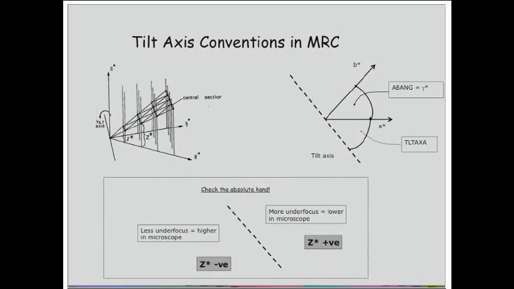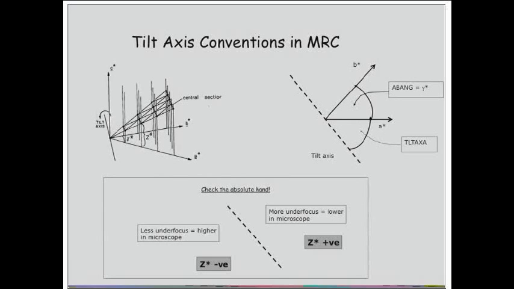So here's the crystal, A star and B star. If you think about it tilting in the microscope, so it's lower in the microscope, it means that you're cutting a section through here at a positive Z star.